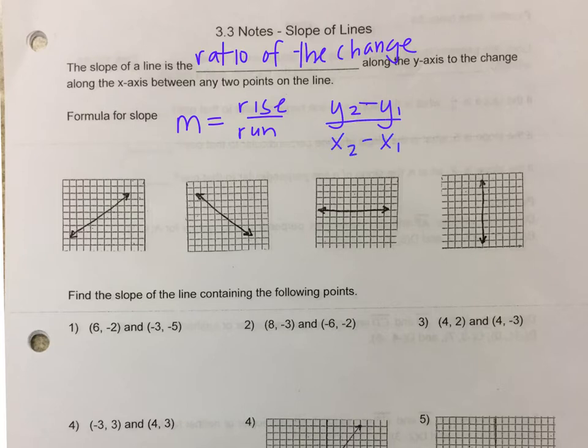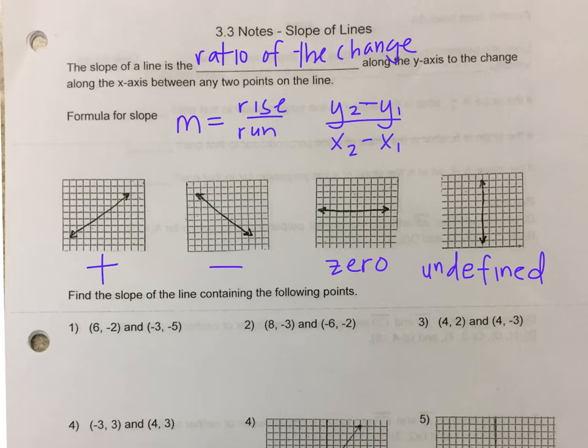In this first picture, the slope is going up, so it's a positive slope. In the next picture, if it's slanted that way, it's a negative slope. If it is a horizontal line, it has a 0 slope. And if it's a vertical line, it has an undefined slope. Now we're going to practice finding slope.